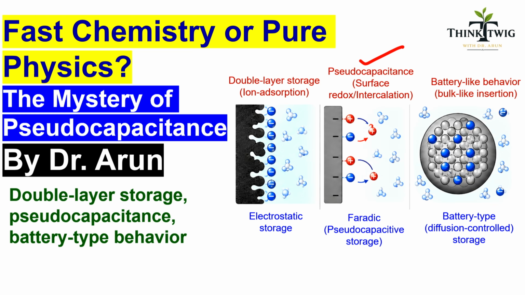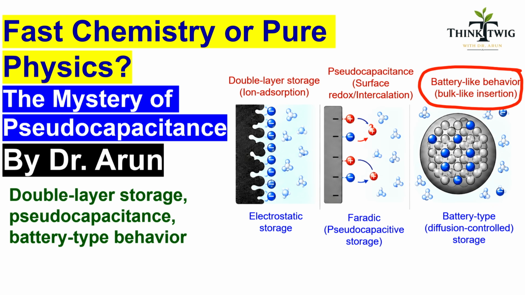call pseudocapacitance. And this word creates a lot of confusion, because once we see a redox peak, there is a temptation to call the material pseudocapacitive, but that is not necessarily correct. Today we will separate three different situations. The first one is electric double layer storage, where the ions are adsorbed electrostatically, and second, pseudocapacitive storage, where the Faradaic chemistry occurs, but the kinetics remain very fast.